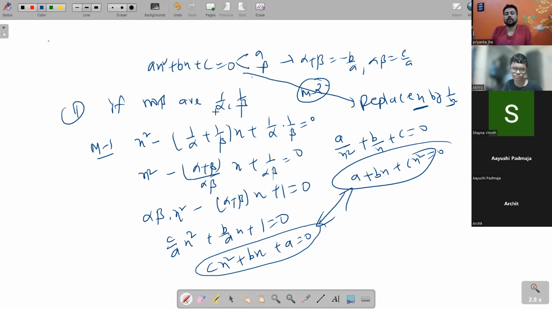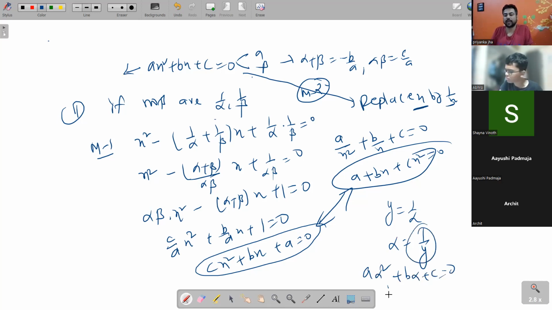Because this is the root, just imagine any variable y equal to 1 by alpha. Alpha, we know that alpha is the root of this equation. So alpha will satisfy this: a alpha square plus b alpha plus c equal to 0. And alpha is 1 by y. So a (1 by y) whole square plus b (1 by y) plus c equal to 0. And then just replace y by x because y is simply a variable. There is nothing to worry about changing the variable.